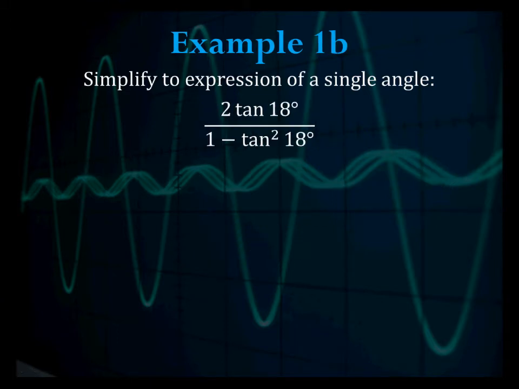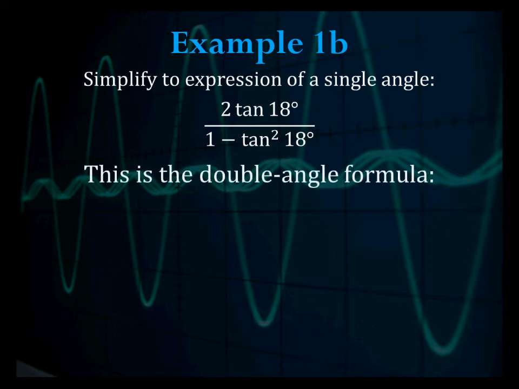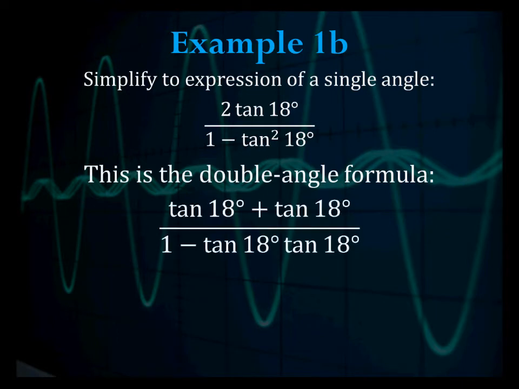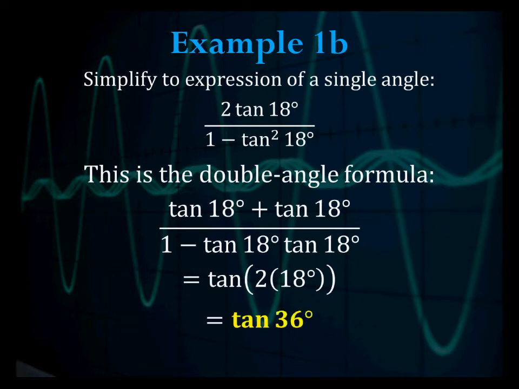1b, 2 tangent 18 divided by 1 minus tangent squared 18. Take a look at this expression. Try to simplify this to an expression of a single angle. Alright, this is the double angle formula, which means tangent 18 plus tangent 18 over 1 minus tangent 18 tangent 18, or you can use the square formula, which is tangent 2 times 18 degrees, which is tangent of 36 degrees. So tangent of 2 times 18, because this represents 2 tangent alpha over 1 minus tangent squared alpha, so it's equal to the tangent of 2 alpha.